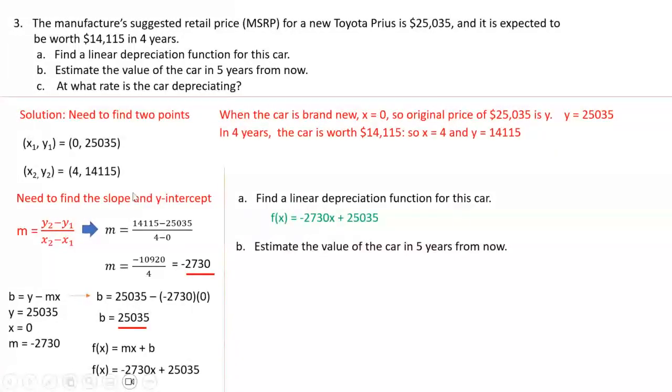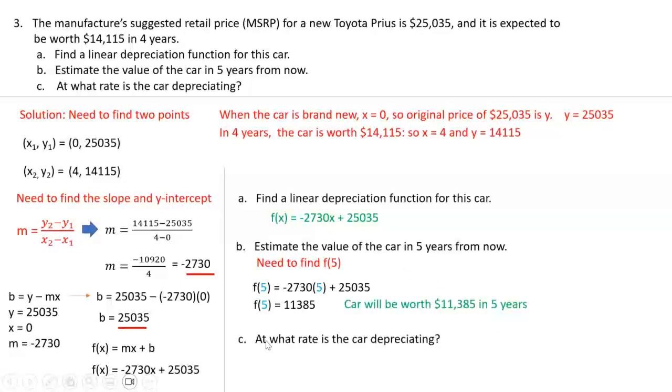Now for part B, it says estimate the value of the car in 5 years from now. So in 5 years, we're going to evaluate f of 5, which means I'm going to plug in 5 for the x. And then we just put it in the calculator, and it's going to give us 11,385. So in 5 years from now, the car will be worth $11,385.